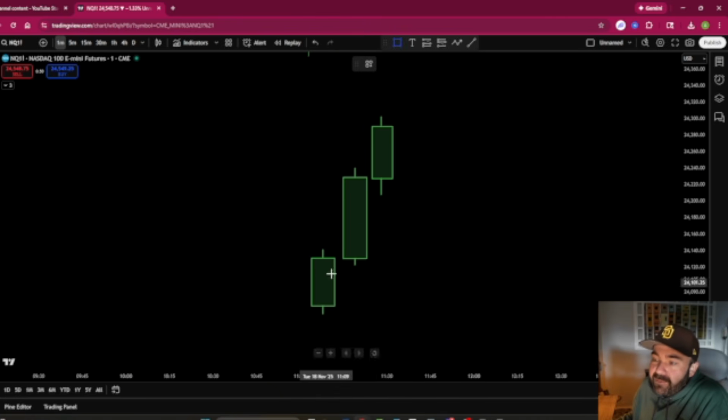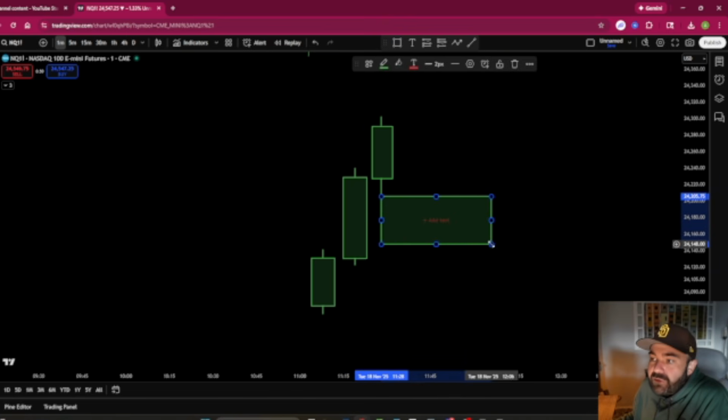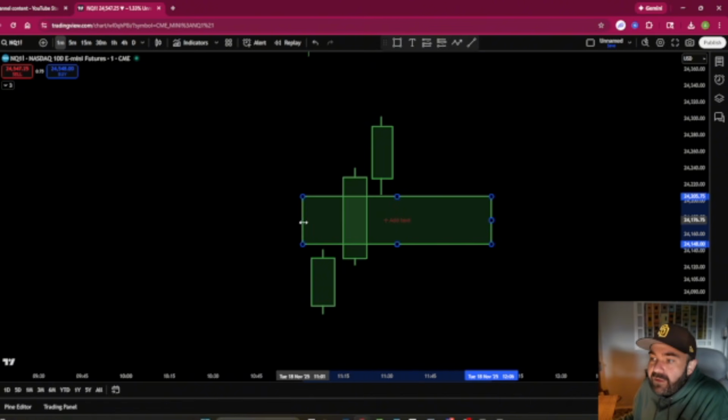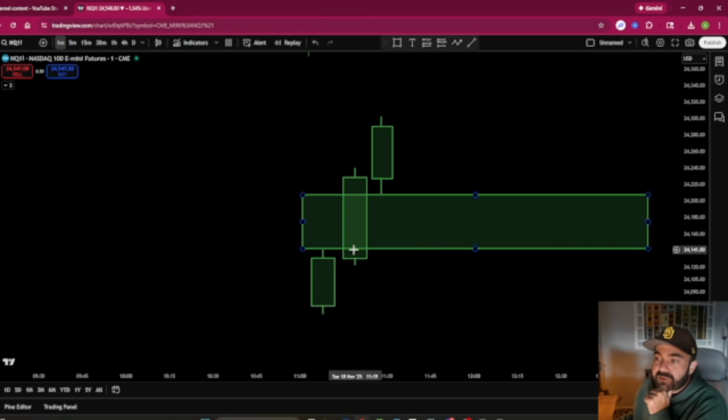A fair value gap is a 3-candle pattern that encompasses 3 candles starting with the wicks. So from right here, the top of wick number 1 to the bottom of wick number 2. If there is a gap, this creates the fair value gap, which would be presented in this range right here. So this would be your fair value gap. This whole green zone right here means that buyers push the market so fast that there's an imbalance. This is a buy side imbalance.